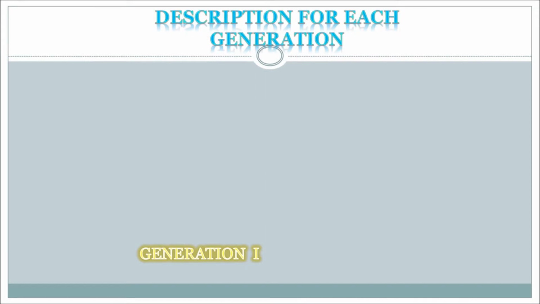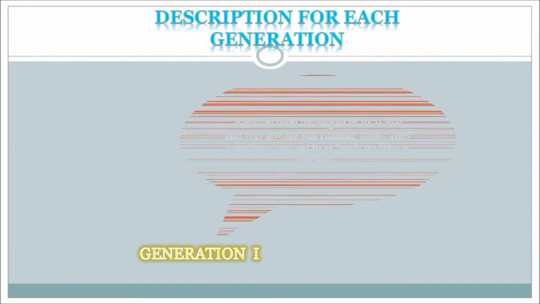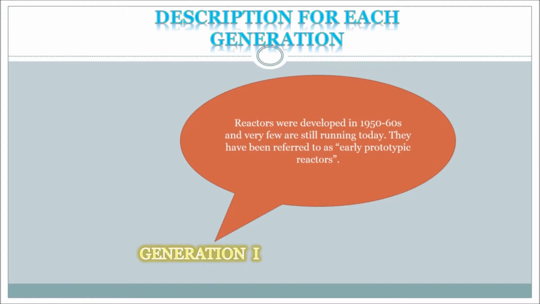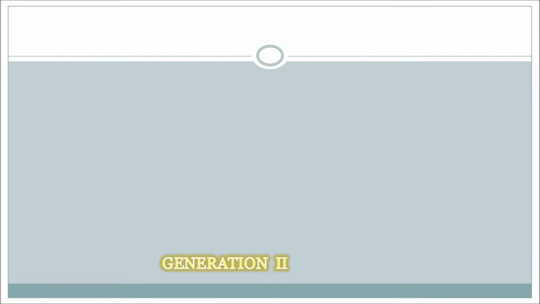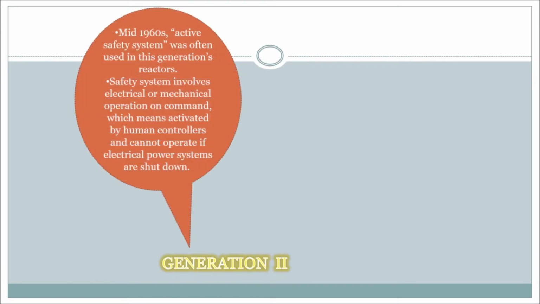Description for each generation. The first generation reactors were developed in the 1950s to 60s, and very few are still running today. They have been referred to as early prototypic reactors. In the second generation, in the mid-1960s, active safety systems were often used. They involve electrical or mechanical operation on command, which means activated by human controllers, and cannot operate if electrical power systems are shut down.